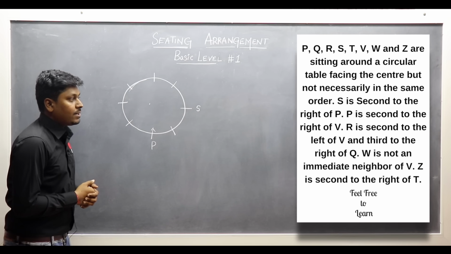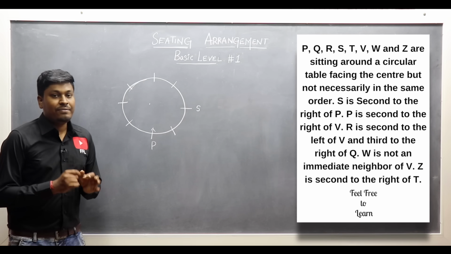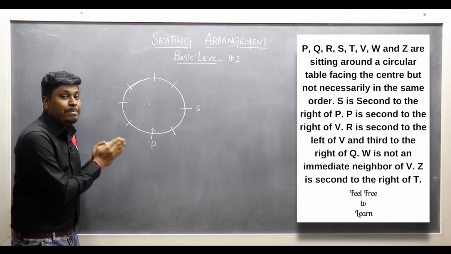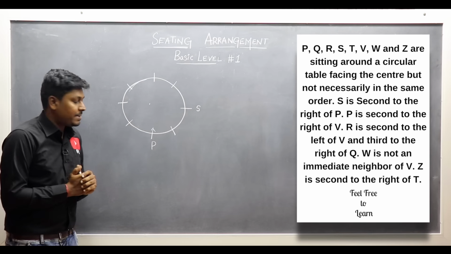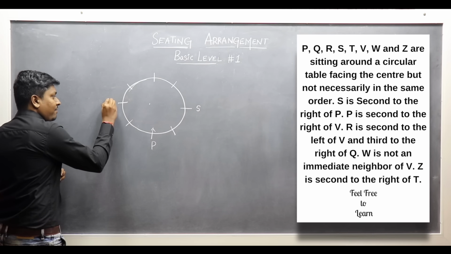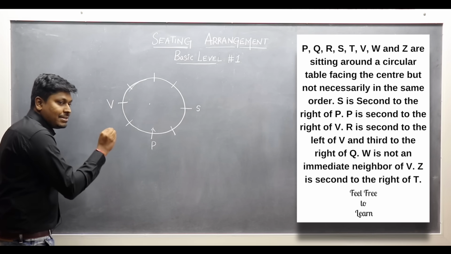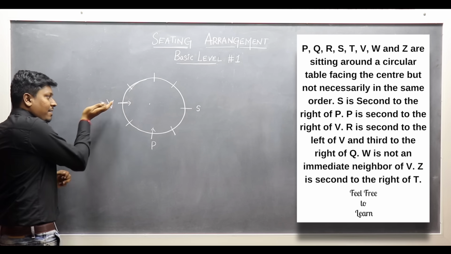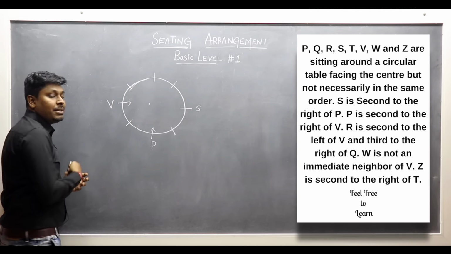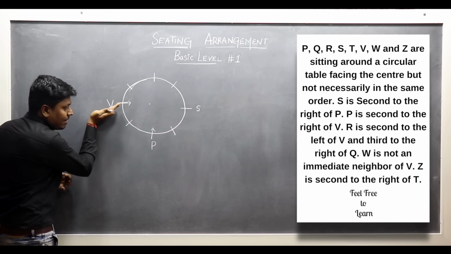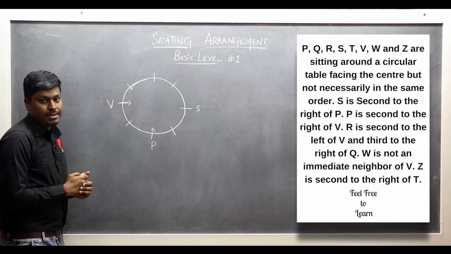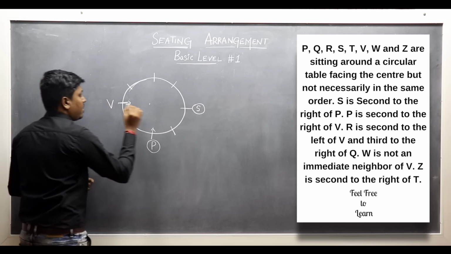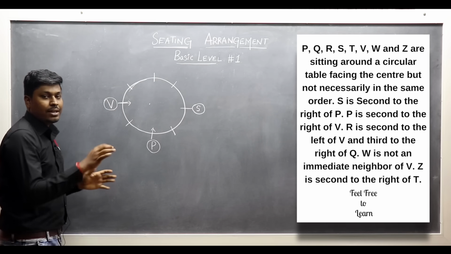Got it? Next point. P is second to right of V. So V's right hand side, at the second place, is where P is sitting. Remember, V's right hand side. I can fix V here, because we know all the persons are facing the center. If I fix V here, V is facing the center, and V's right hand side will be this side and V's left hand side will be this side. So according to the point, P is sitting at the second place on V's right. Now I confirm P is sitting here, S is sitting here and V is sitting here. These are the points I have confirmed.